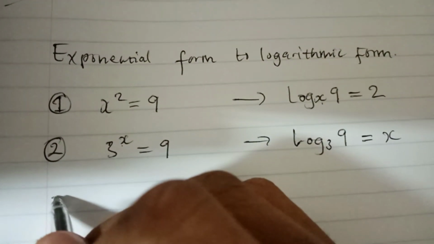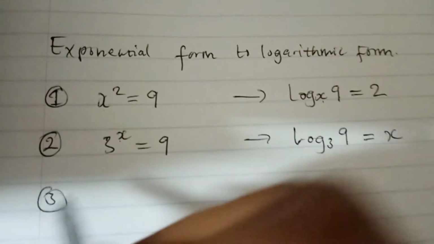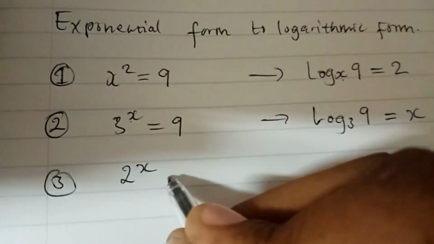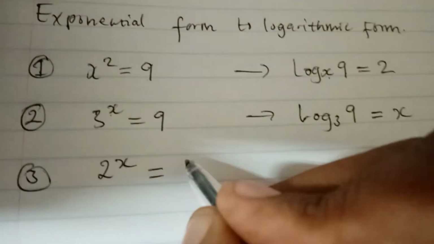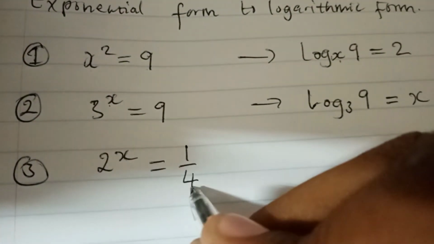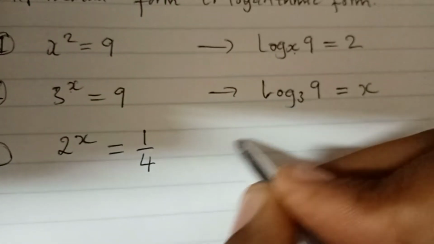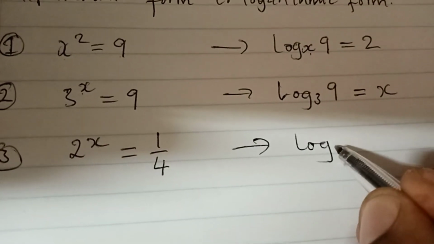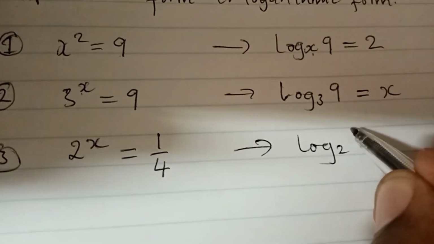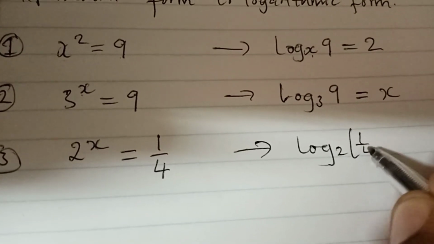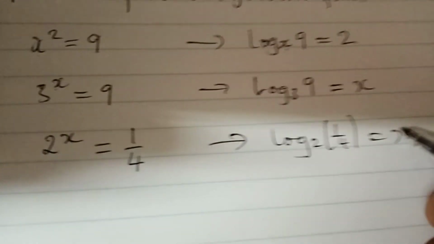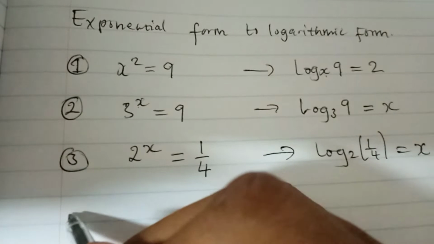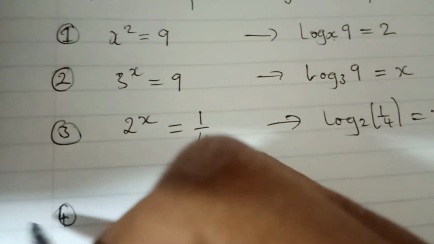Now let's have our second question. Let's have 2 to the power of x equal to 1/4. Now in logarithmic form we're going to have the log of the base and then our constant, equating it to our exponent. So let's have our fourth question.